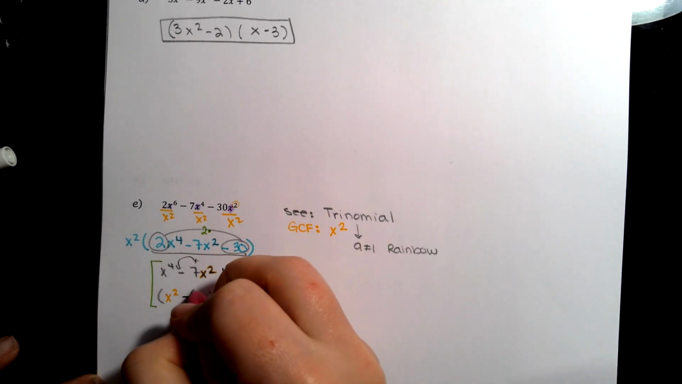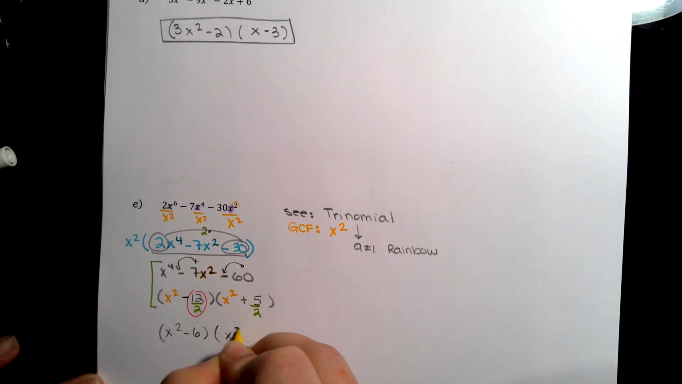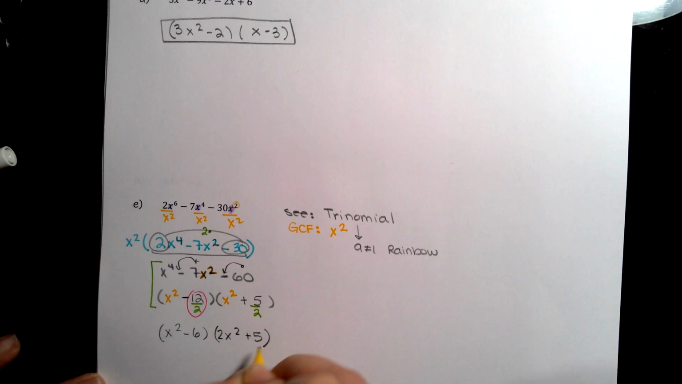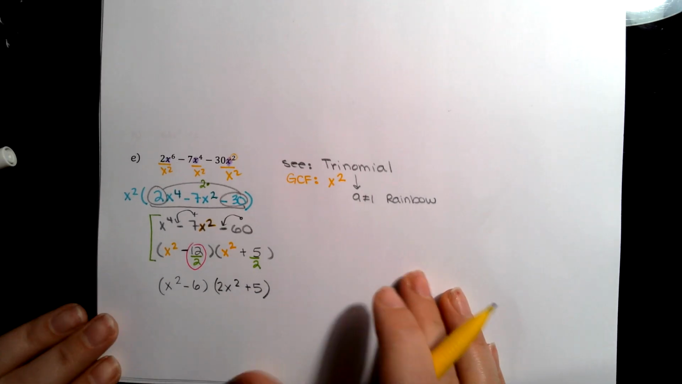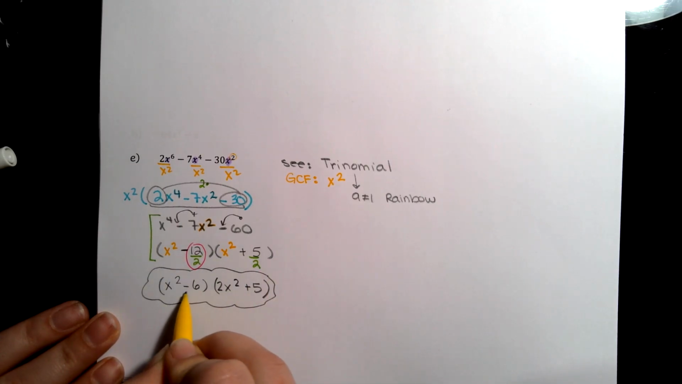You must simplify your fractions if you can. So we have 12 divided by 2, that's 6. And here we have 2x squared plus 5. And then we check if we can factor more. So I'm going to do a little thinking bubble. So I'm going to check here.